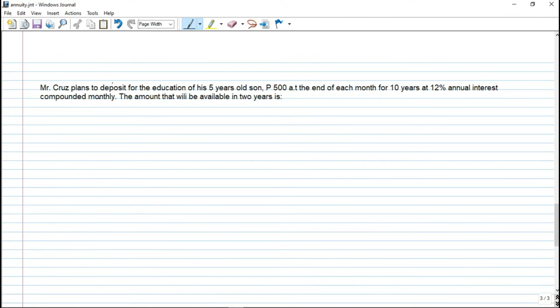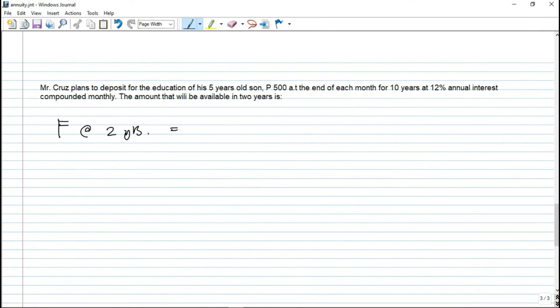12% annual interest compounded monthly. The amount that will be available, sorry for the typo, that will be available in 2 years is, okay? So yung hinahanap natin is the future cost pa rin, because the amount that will be available in 2 years. So F at 2 years.